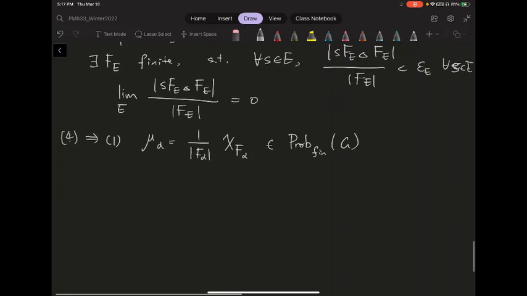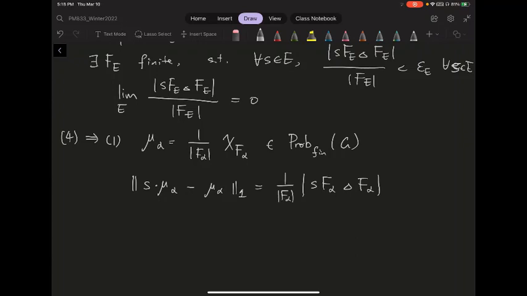Okay, and if you consider all the left translations, so S dot mu alpha minus mu alpha, in the one norm, this is essentially just, when you translate it, still 1 over the size of F alpha times the characteristic function of something. This is essentially the characteristic function of the left translation of F alpha. And the set difference basically tells you that you're taking the difference of two characteristic functions. So the one norm is essentially the number of elements in their set difference, normalized by the weight 1 over the size of F alpha. And then you know these are going to go to 0.